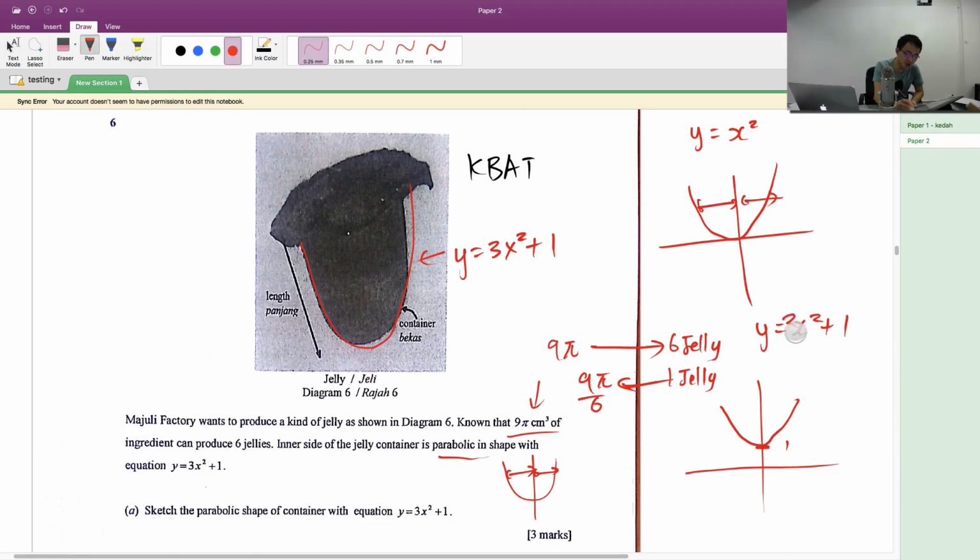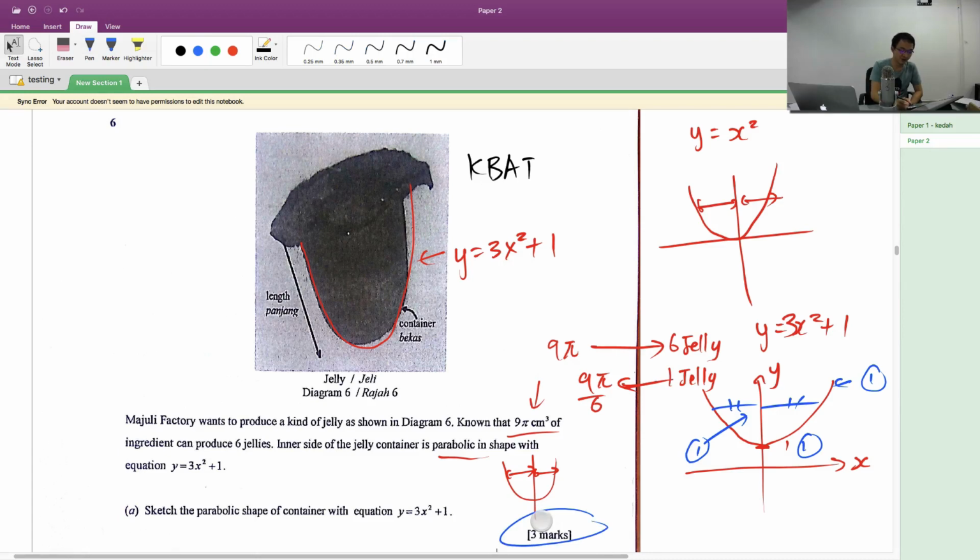How about 3x squared here? If you have 3x squared, it just means this one becomes broader a little bit, but the shape is still the same. This is x, this is y. As long as you draw it as symmetrical as possible, you can get 3 marks. They will give 1 mark for the minimum, another 1 mark if you draw the correct shape, and another 1 mark because you show it is symmetrical. So this is a 3 mark question. Of course, if you ask me to sketch, I will try to sketch as nicely as possible.